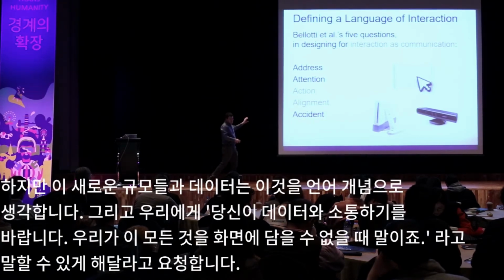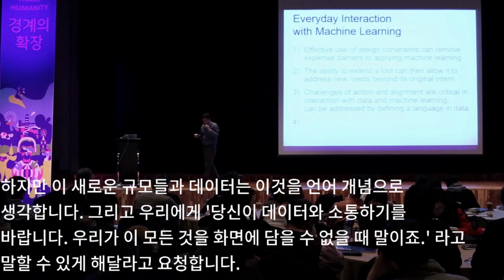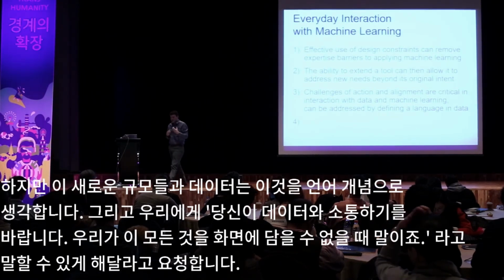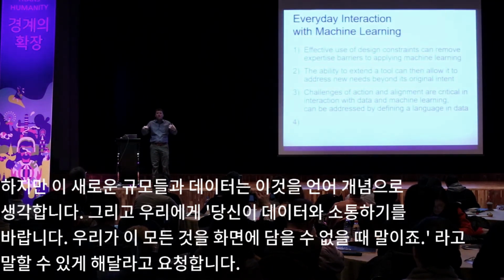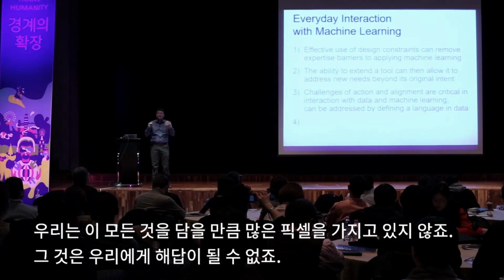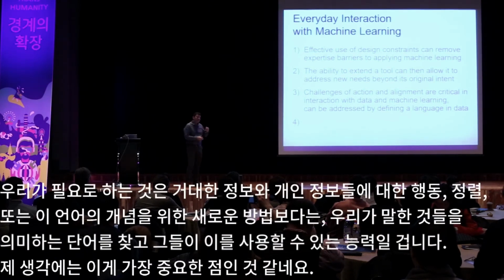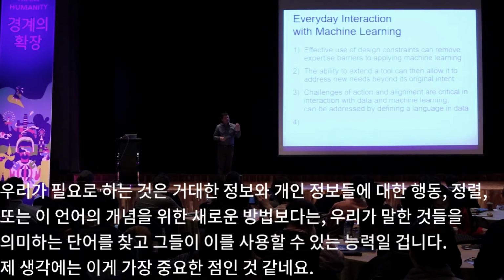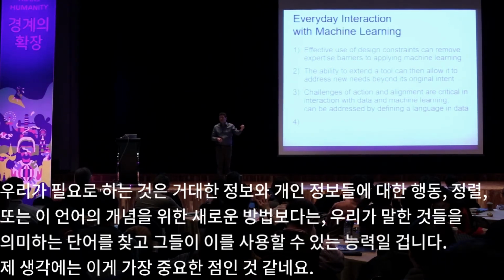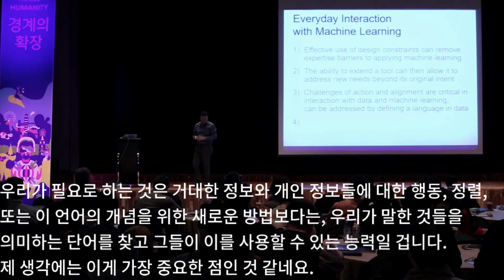But these new scales of data, thinking about this language idea, requires us to be able to say, we need to interact with data when we can't put it all on the screen. We don't have enough pixels to put it all on the screen. We can't take that answer. What we need is instead a different way to think about action and alignment in large data, in large personal data. And this idea of a language and being able to define a word that means the things that we're talking about, and we agree about this and they can use it going forward, I think is a key part of that.